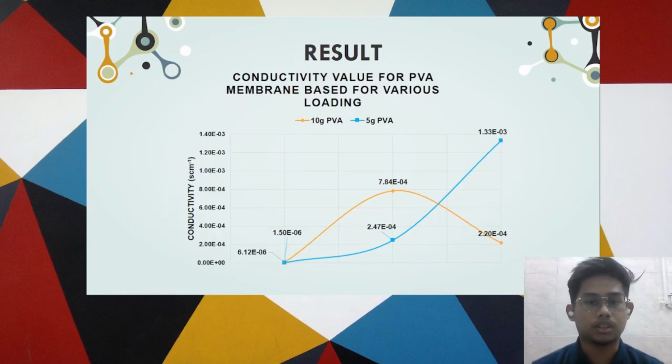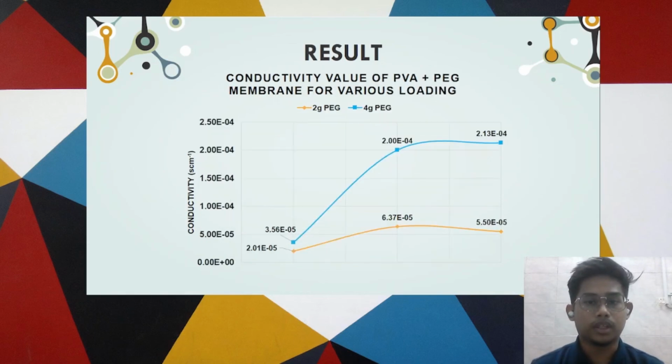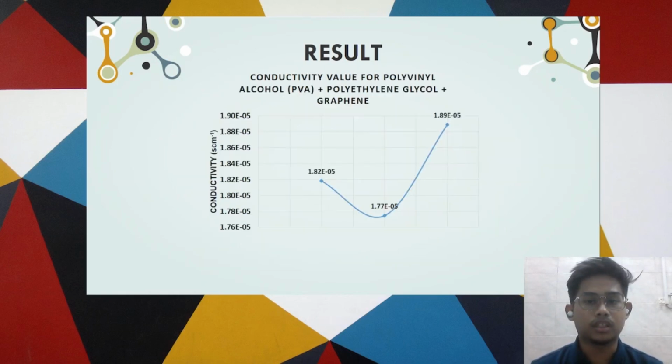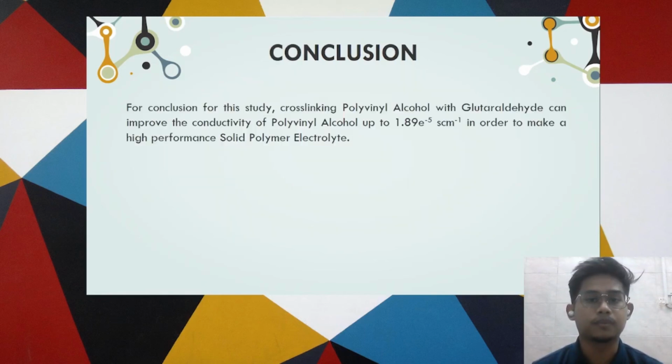For the result, this is the result of polyvinyl alcohol. We can see here, 5 grams of polyvinyl alcohol is more conductive than 10 grams of polyvinyl alcohol. Okay, next is the result of polyvinyl alcohol plus polyethylene glycol, which is we can see here that 4 grams of polyethylene glycol is more conductive than 2 grams. And lastly, this is the result for polyvinyl alcohol plus polyethylene glycol plus graphene. And we can see here the last product that we got, conductivity is 1.89 exponent negative 5.